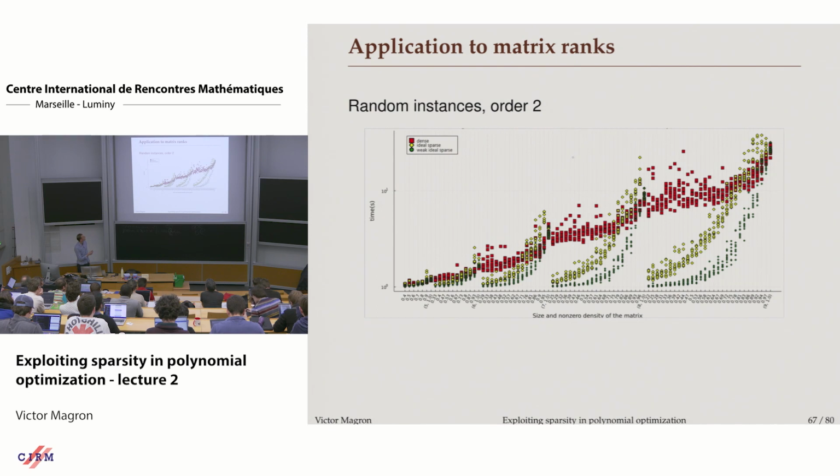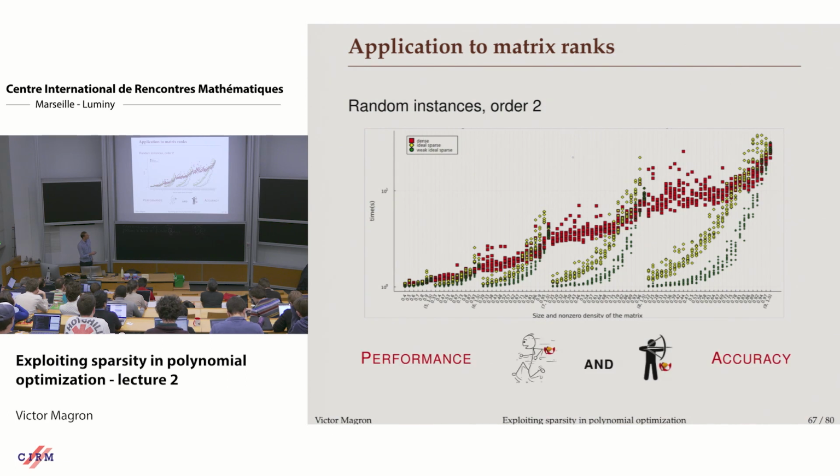And the green is some kind of correlative sparsity exploited in addition. But the bounds corresponding to the yellow dots are always more accurate than the bounds given by the dense relaxations. And if the matrix is sparse, then it's also more efficient. Any question on this?